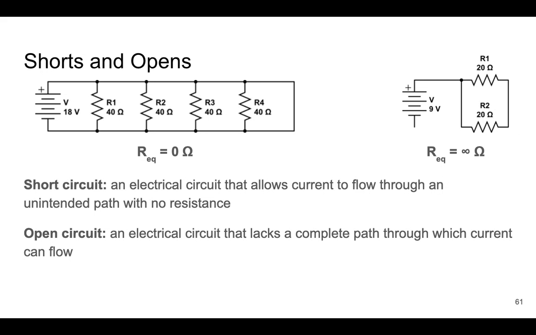So here real quick, the definitions of shorts and opens. You have a short if you've got a circuit that allows current to flow through an unintended path with zero resistance. You have an open when you haven't actually completed the circuit. You've got an electrical circuit that lacks a complete path through which the current can flow.